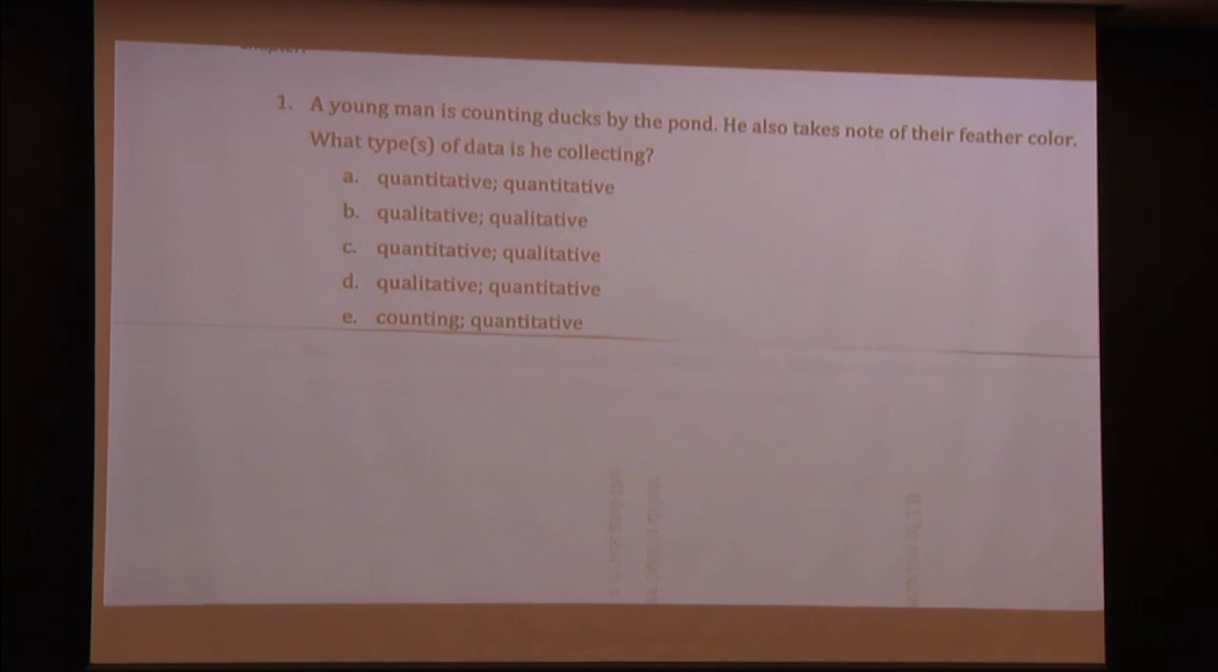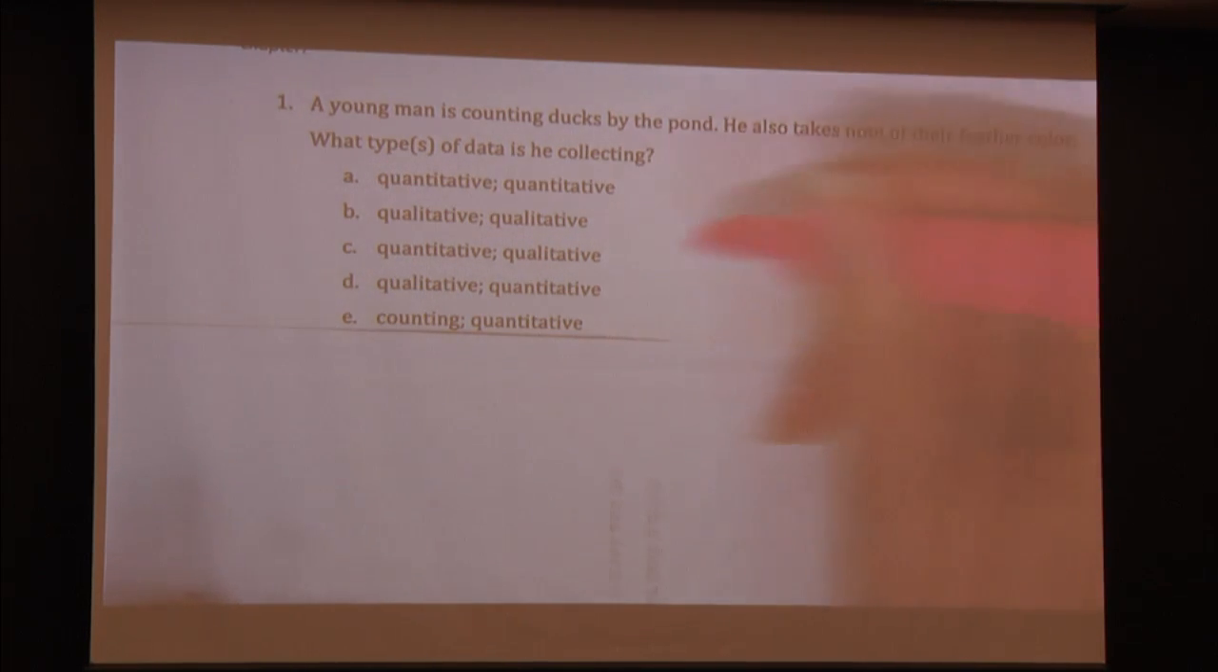Okay, so one of the first topics you may remember from way back at the beginning of the semester was categorizing your data, figuring out what type of data you're working with. So here you have a scenario where a young man is sitting by the pond and he's counting the ducks he sees. And he's also looking not just at the number of ducks, but also at their feather color. So what are the types of data he's collecting? What did you guys find? I heard C, so quantitative for the counting and qualitative for their color.